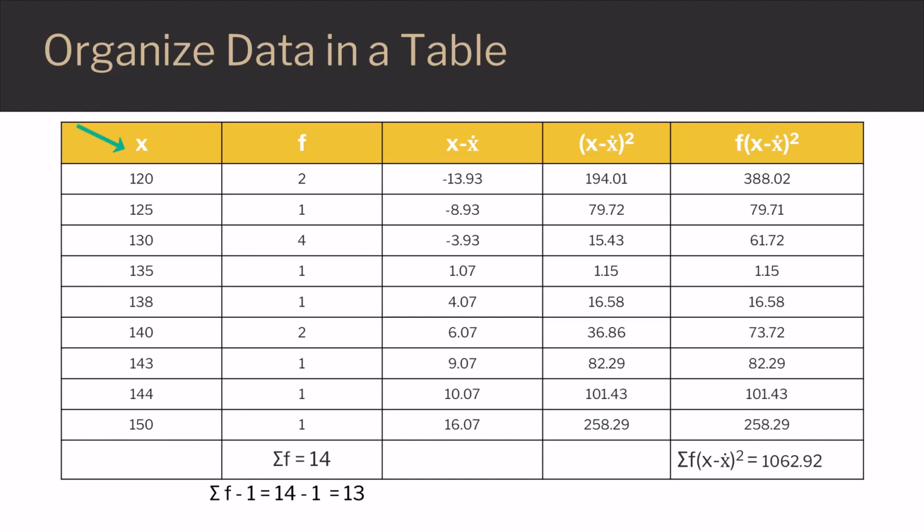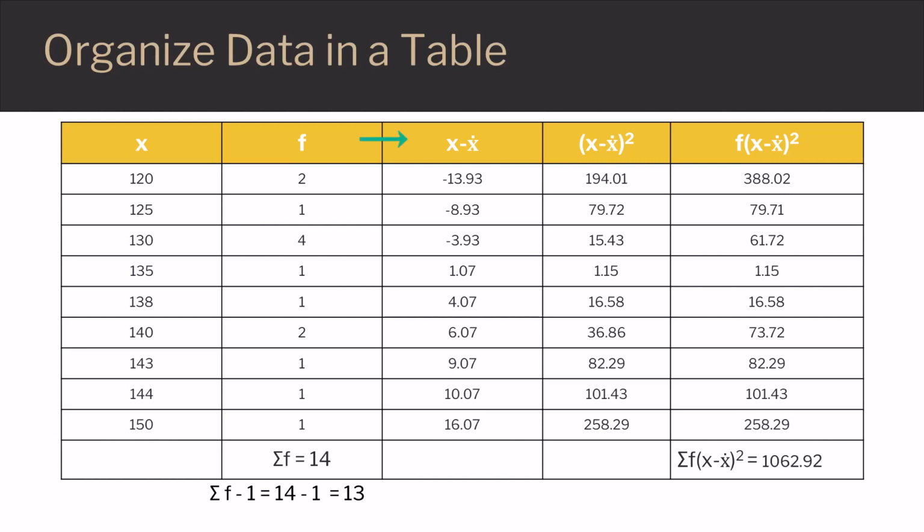To find the variance, it helps a great deal to organize your data into a table like this. The first column has each data value listed. The second column is the frequency, or how often each data value appears. For instance, 4 students measured the blood pressure as 130, so the frequency for 130 is 4.